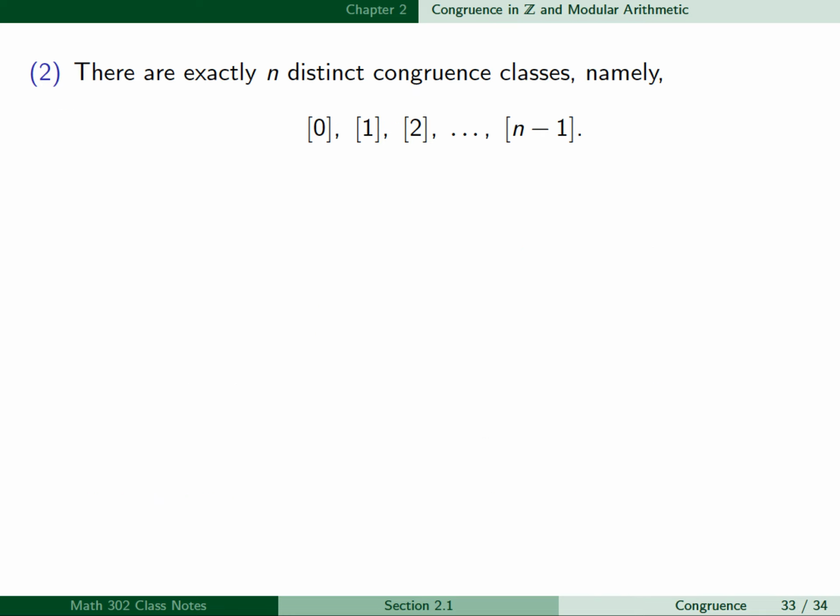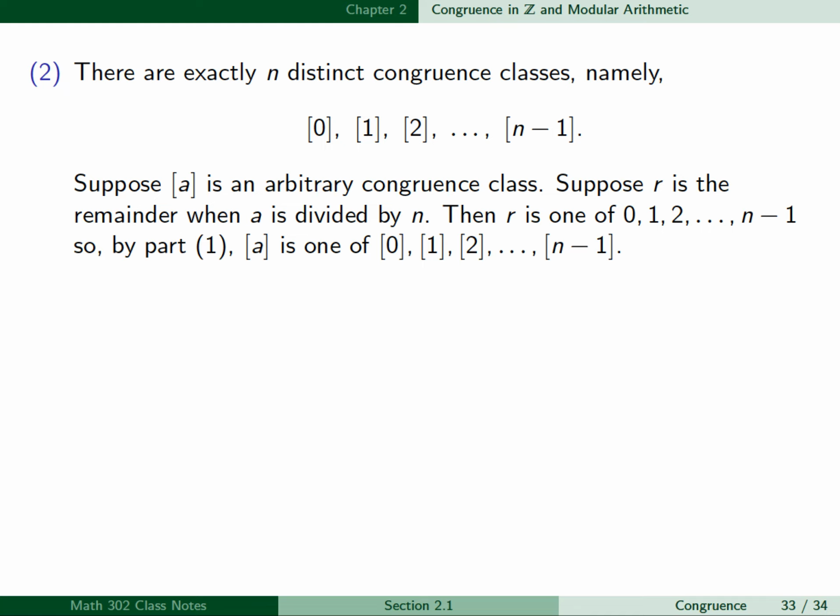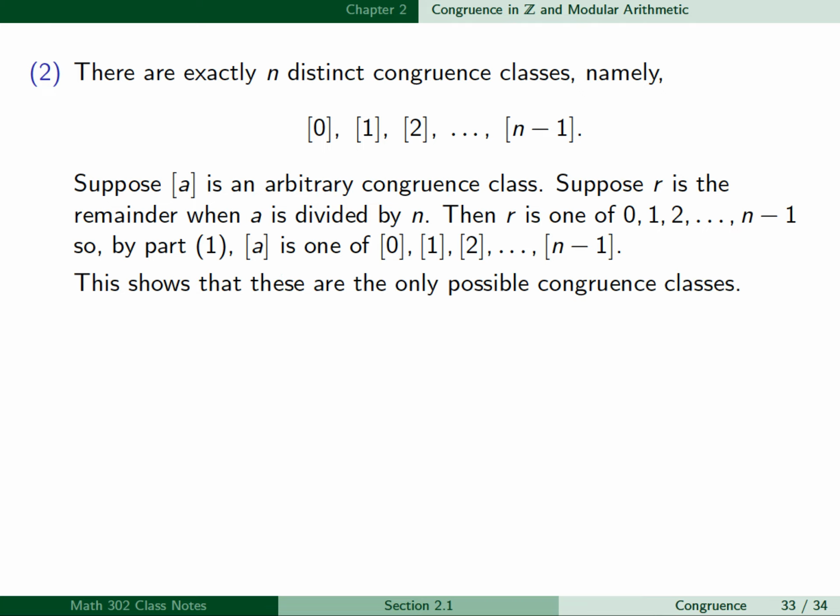So this proves 1. For 2, we need to show there are exactly n distinct congruence classes. So let's suppose that a is an arbitrary integer. Suppose r is the remainder when a is divided by n. Then r is one of 0, 1, 2, up to n minus 1. Those are the possible remainders when a is divided by n. So by part 1, the class of a is equal to one of the class of 0, the class of 1, the class of 2, all the way up to the class of n minus 1. And this shows that these are the only possible congruence classes. We still need to show, however, that these are all distinct.